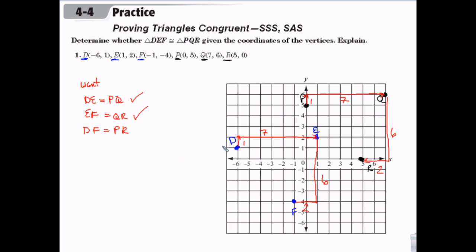Okay, finally I need to know the length of DF and PR. I'm not finding the actual length of the sides, I'm just finding that they're the same. So I'm going to count from F to D, and I go over 5 and up 5. So I have to do the same path, 5 and 5. And I'm at 5, 0, and then I go up to 5, so it is 5 and 5. So they're the same length. So yes, triangle DEF is congruent to triangle PQR because the sides are all the same length.